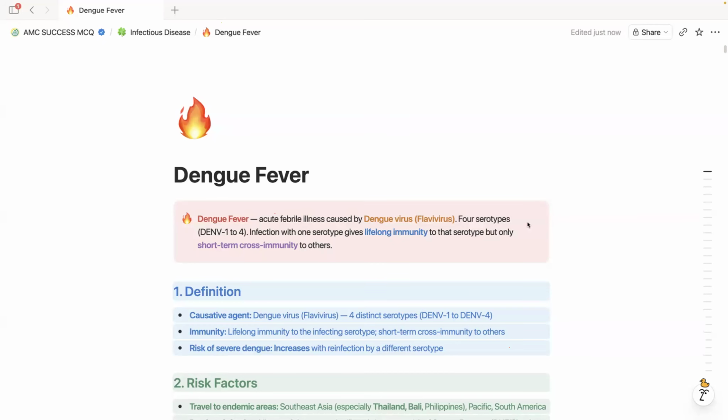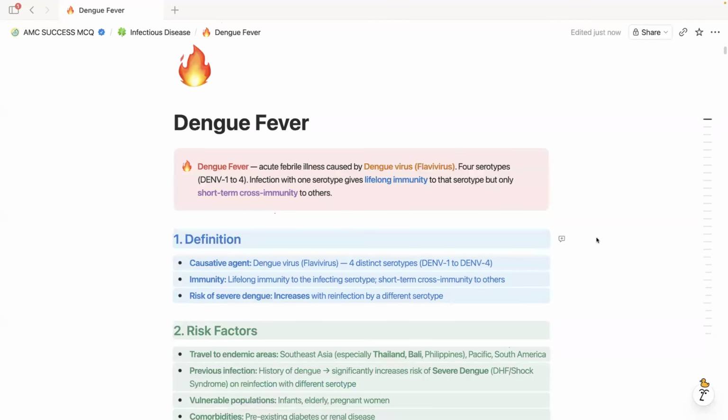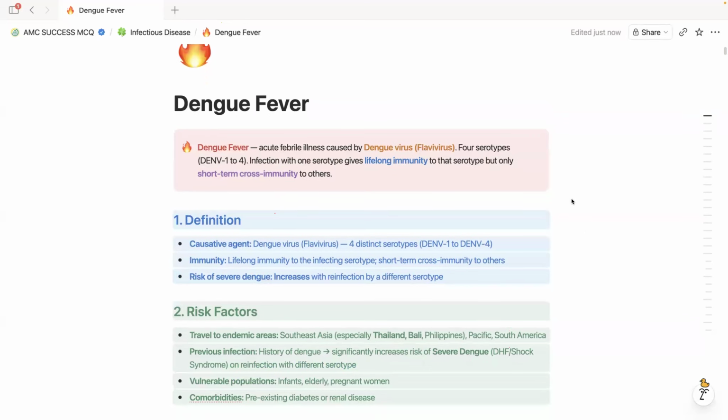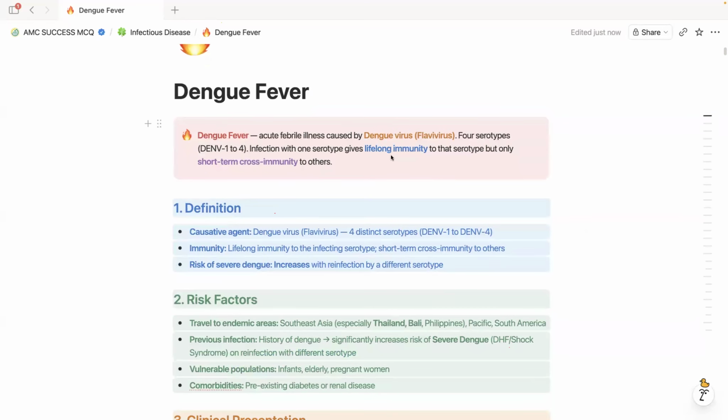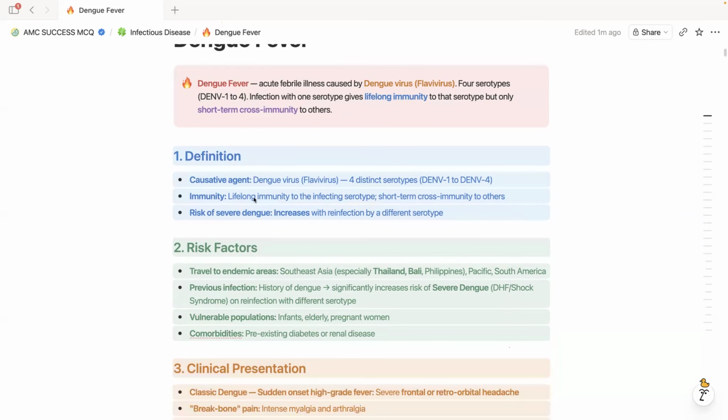And this topic is dengue fever, also repeated in July and June. And dengue is caused by dengue virus or flavivirus. There are four serotypes of dengue, from DENV 1 to 4, and infection with one serotype gives lifelong immunity to that serotype, but only short-term cross immunity to others.